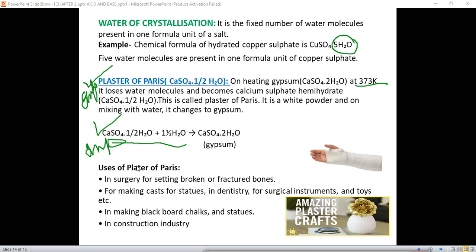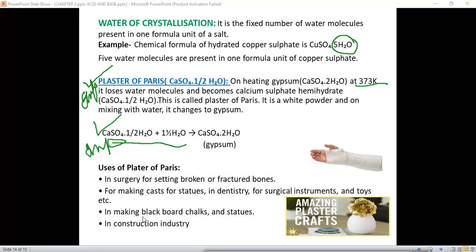Now we'll see the uses of plaster of Paris. First use, it is used in surgery for setting broken or fractured bones. You have seen in hospitals that doctors use this plaster of Paris for fixing the bones in the correct position. Next one, it is used for making casts for statues in dentistry and for surgical instruments and toys, etc. It is also used for making statues, toys, and many other decorative items.